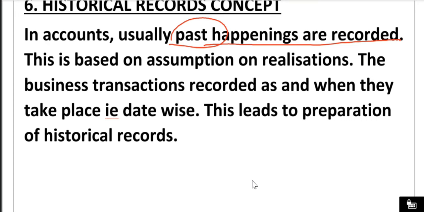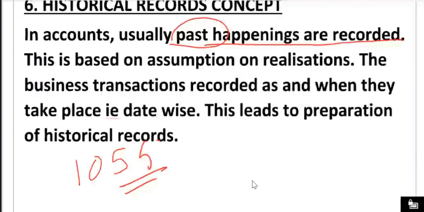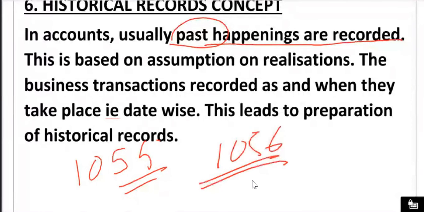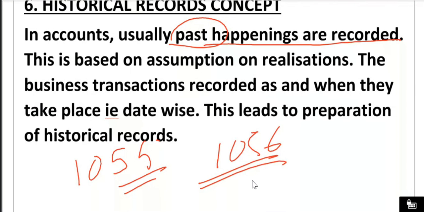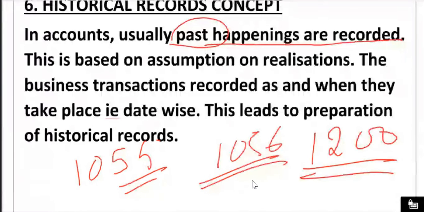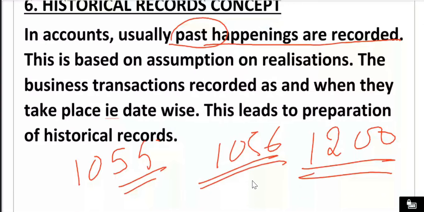That becomes the history. Let us suppose that at 10:55 you have sold something. No problem, at 10:56 you can do the recording, or immediately you can do the recording. That means you can make the entry in the books of account. But let us suppose that at 12 o'clock you are going to sell something, but it is only 10:55. For the future transaction, you cannot do the recording, that means you cannot make the entry in the books of account. So this is called the historical concept.